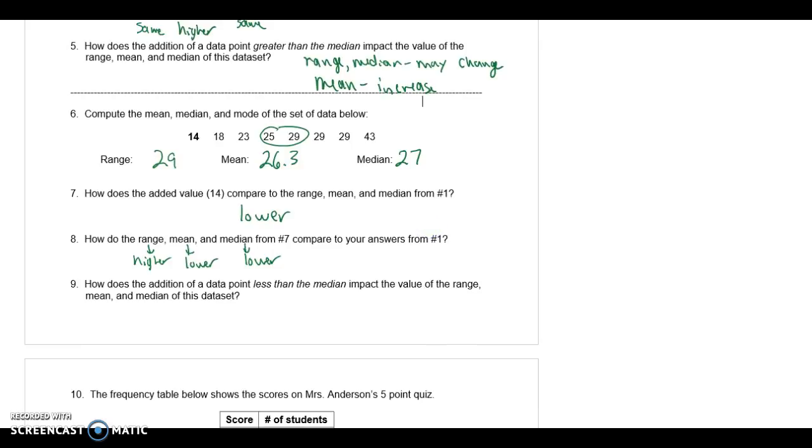If we look at the bottom one here, same thing, range, median, may change. They may not. But the mean is definitely going to decrease.